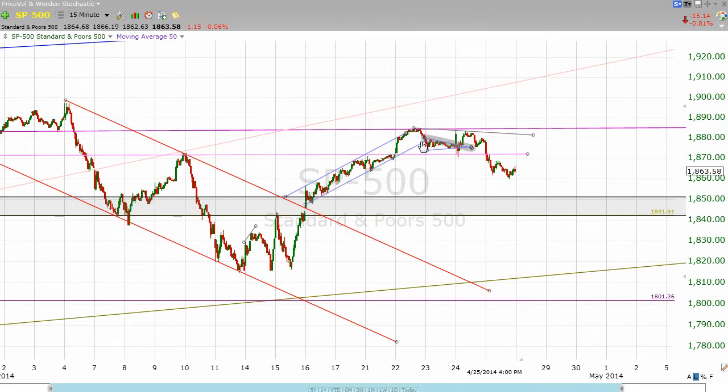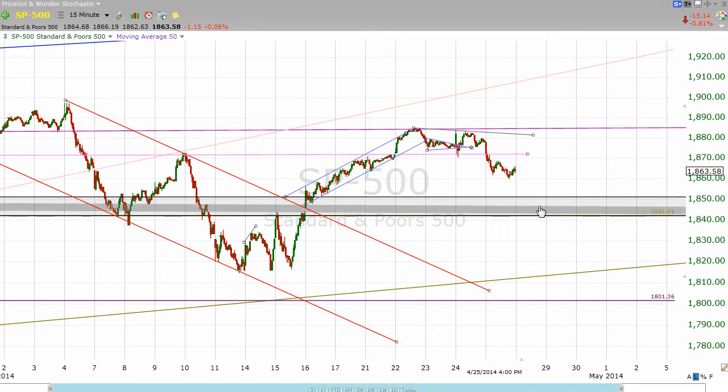You could see that gave way. Then we went sideways for a bit, made 2 more attempts at it, couldn't do it. This really at that point became a little double top. This little double top has a target that is, well, it's about what we saw on Friday as a low. So we could bounce here, or we could come down to the 1840, 1850 again.